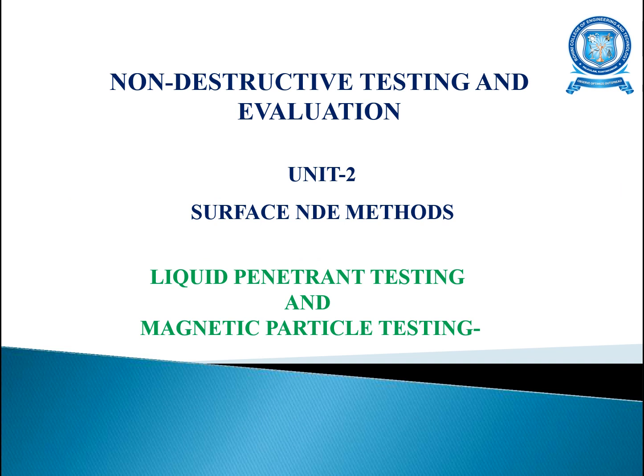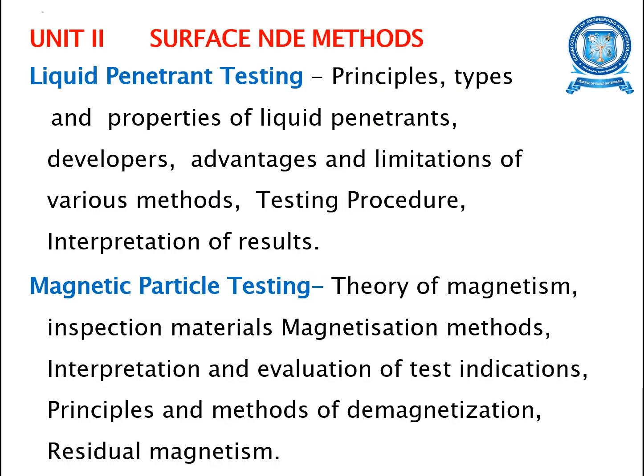So here we'll be studying about the surface NDE methods in Unit 2, and there are two methods. The first one is the liquid penetrant testing, and the second one is the magnetic particle testing. In liquid penetrant testing, we will be studying the principles and the various types, the properties of liquid penetrants, developers, advantages and limitations, applications of various liquid penetrant testing methods, and its testing procedures and interpretation of result.